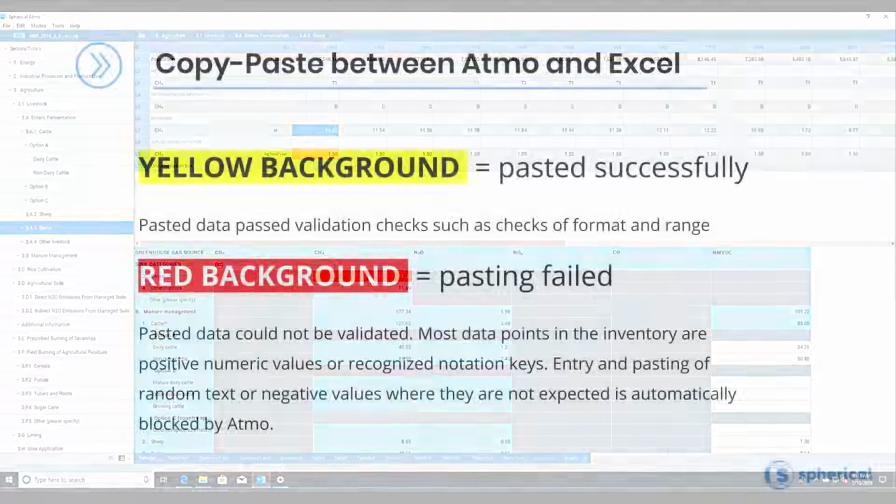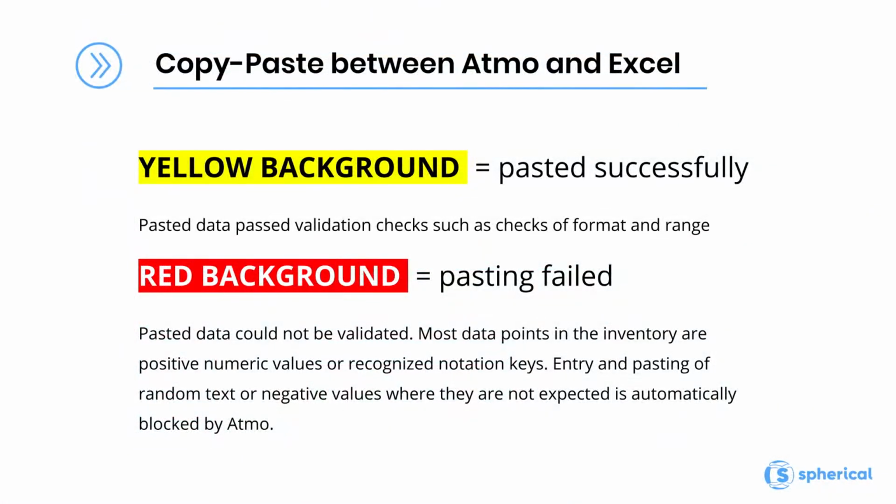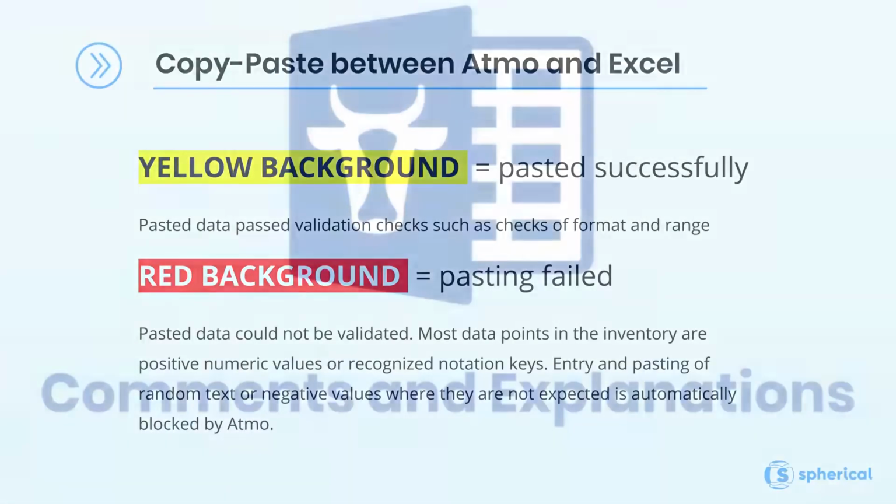If you have prepared your data in Microsoft Excel or other spreadsheet software, these data may be pasted into Atmo directly. The software will show you where pasting of data succeeded and where it failed with yellow and red background respectively. You can also copy data from the software and paste it into Excel.